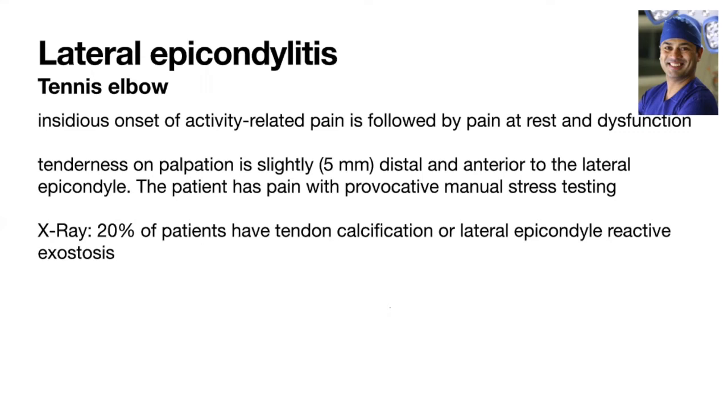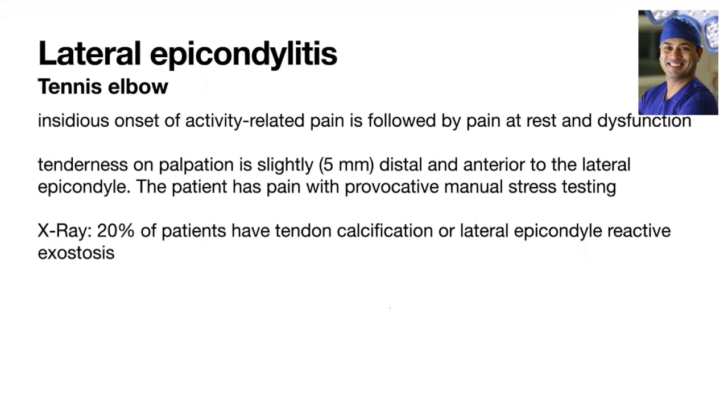Your physical exam will show you that they're tender just in front of and just below the lateral epicondyle, not necessarily right on the lateral epicondyle, but where that tendon takes off, just below and just in front of the lateral epicondyle. You'll ask them to extend their wrist and hold the position, and you'll try to overcome it, and they will have significant pain again at that spot.